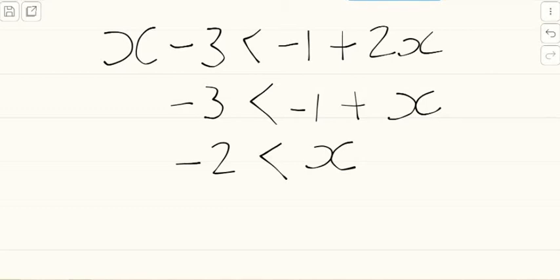Or the other equivalent way of stating this is x is greater than minus 2. The arrow of the inequality is still pointing towards the minus 2. That's how I like to think about that one. Okay, let's quickly do another example then. So let's look at this one.